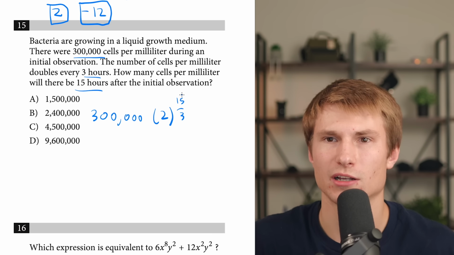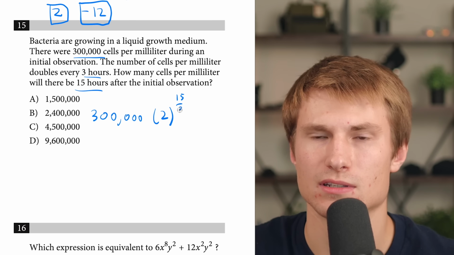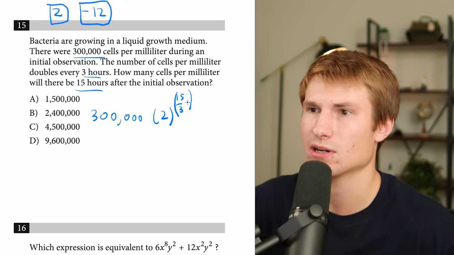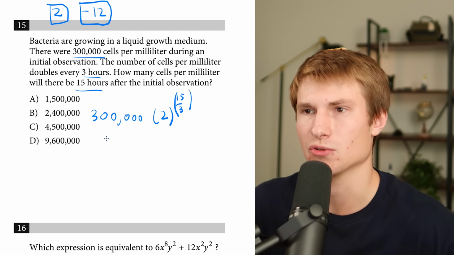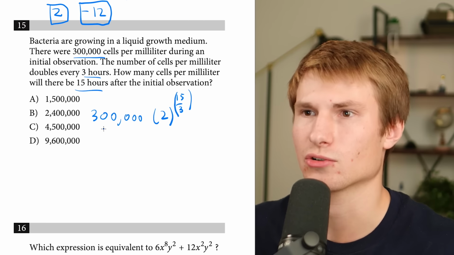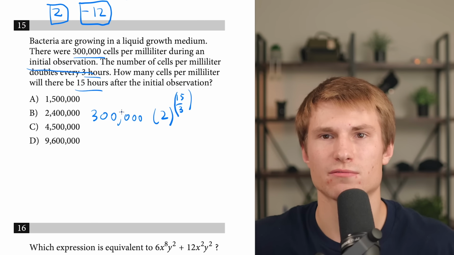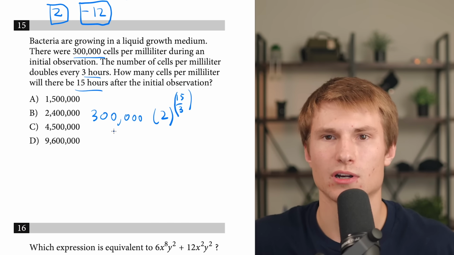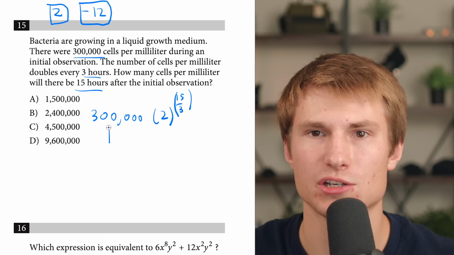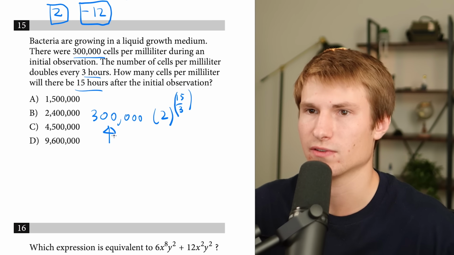I'm going to write this a little bit bigger so you can see that this is indeed an exponent. I'll explain this whole thing. The equation for exponential growth: we have our initial value, this initial observation at which we have 300,000 cells per milliliter. So our initial value in an exponential growth equation will go here. It just stays there.